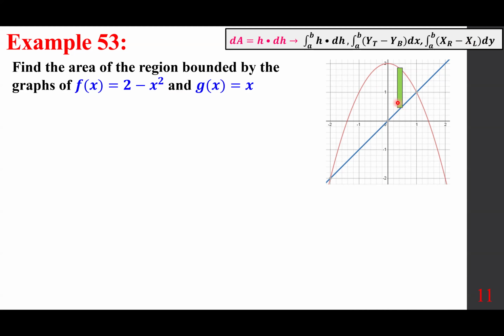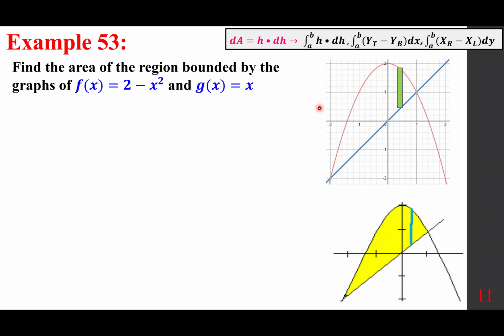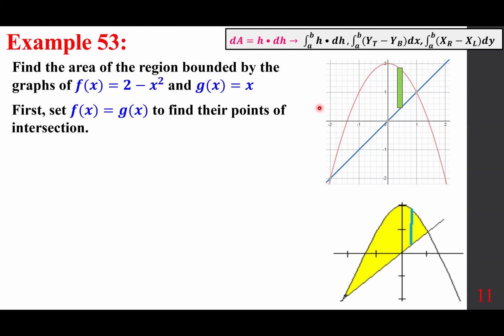Just think about this strip of rectangle. You can move it this way, and it covers the entire area. By the way, if you draw it this way, for here is not a problem, but for here, the right and left, they both use the same curve. That's why you can't do that. So we have that, and now we are going to set the two functions equal first.